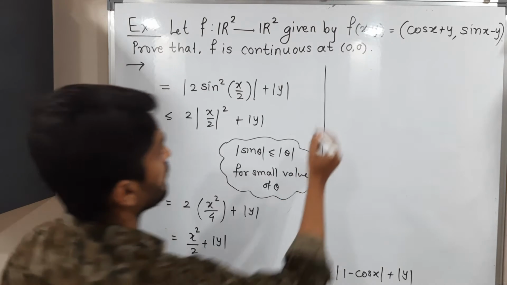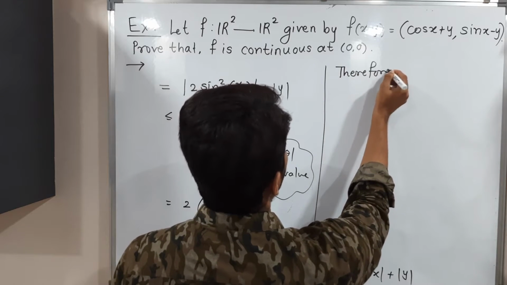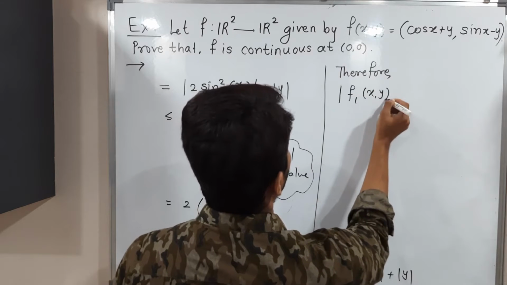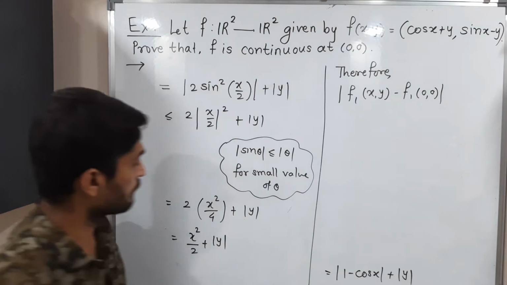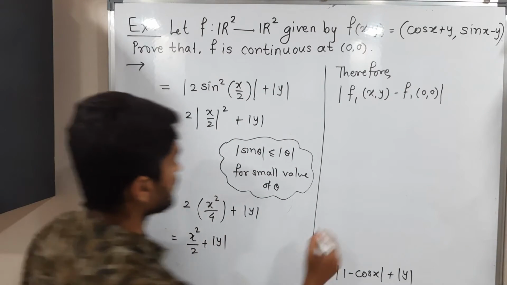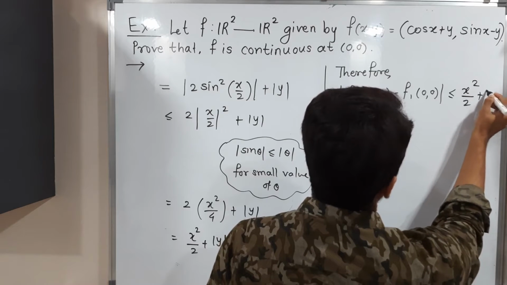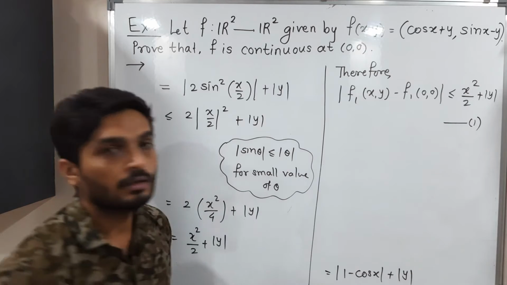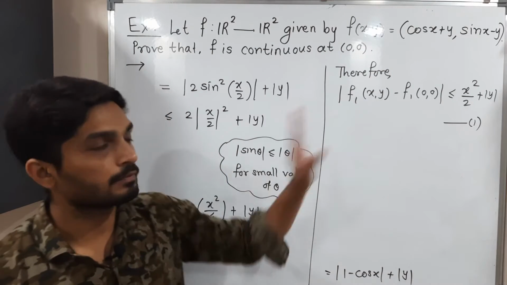So therefore what will I conclude? We started with mod f1 of xy minus f1 of 0 0. We started with this one, and what we have got, this is less than or equal to x square by 2 plus mod y. I will call it inequality number 1. Okay, this thing we have got, and this thing we have solved.